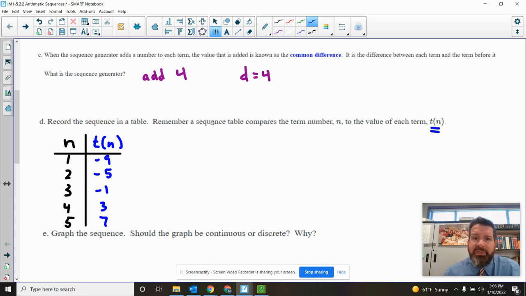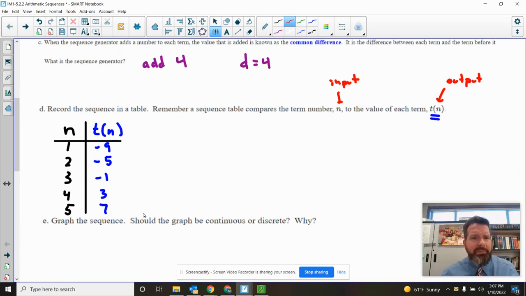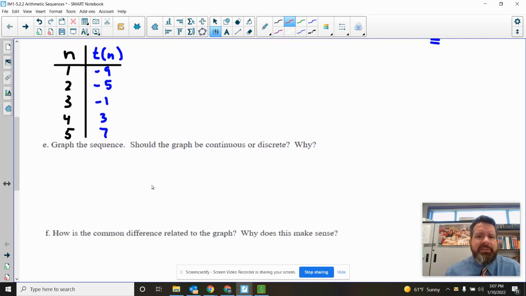So it says, remember, a sequence table compares the term number n, which is our input, and the value of each term, t of n, which is the output. So when someone gives us a term number, we tell them what the value of the term in the sequence is. So next up, graph the sequence.